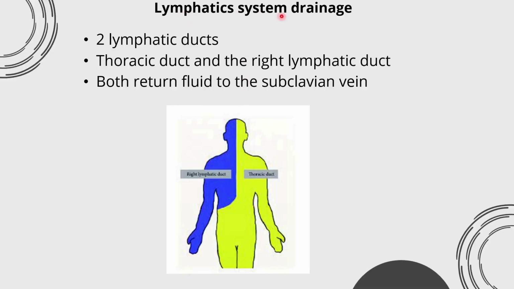And next, we have lymphatic system drainage. We have two lymphatic ducts, the thoracic duct and the right lymphatic duct. The right lymphatic duct drains the upper part of the head, the right part of the body, the right arm, and the right upper thorax, and it drains into the right subclavian vein. While on the other hand, the thoracic duct drains part of the head, the left arm, and the whole lower part of the body, and it drains into the left subclavian vein.